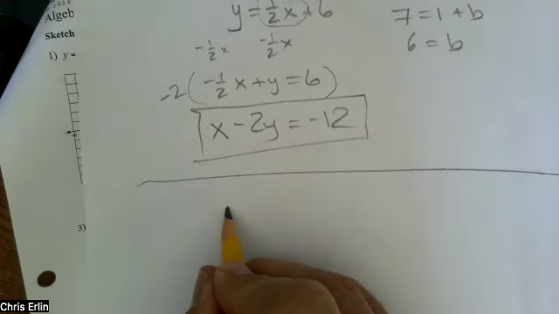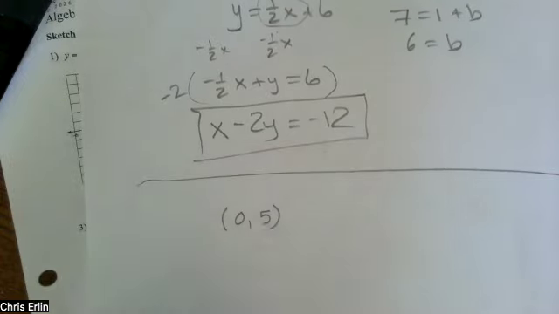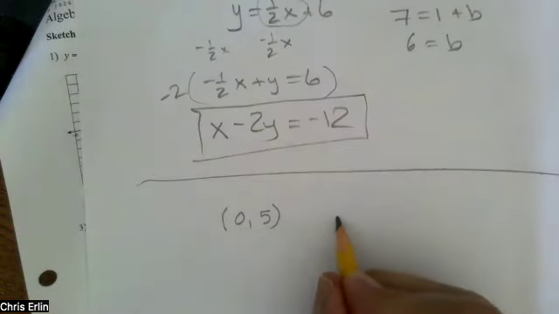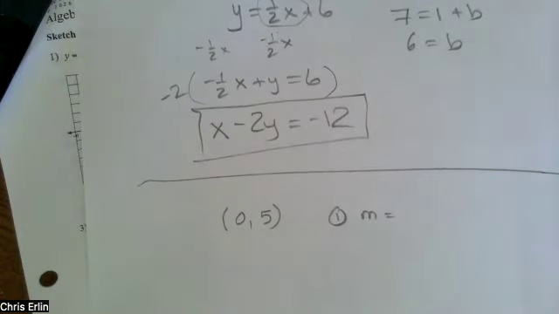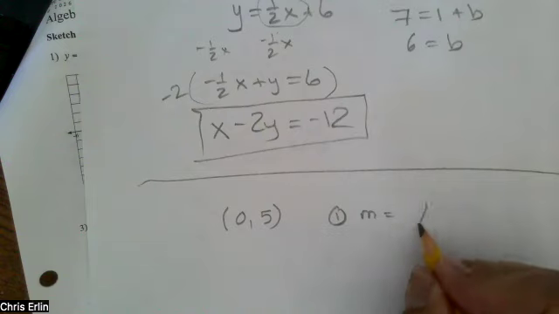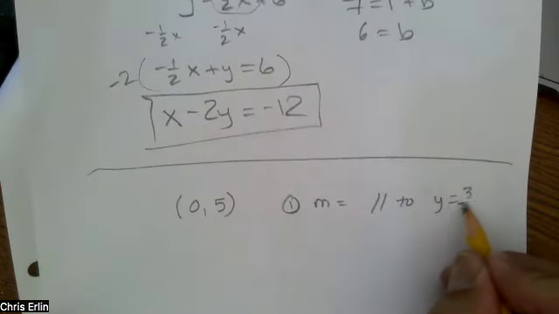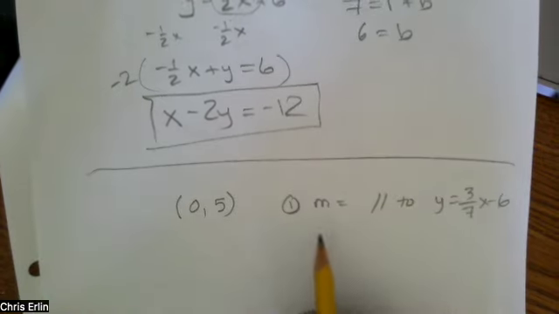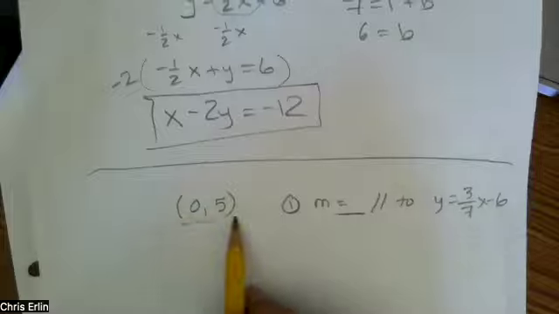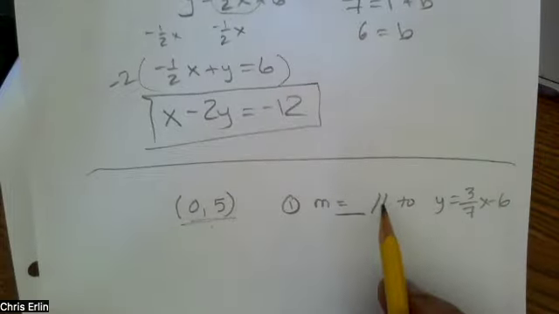If I know that I've got a coordinate of, for example, 0, 5, we'll make this easy again. In the first case, I want my slope to be parallel to a line like y is equal to 3/7 x minus 6. What I'm missing is my slope. I've got a coordinate. In fact, it's the intercept. How do I find the slope out of this one that's parallel?